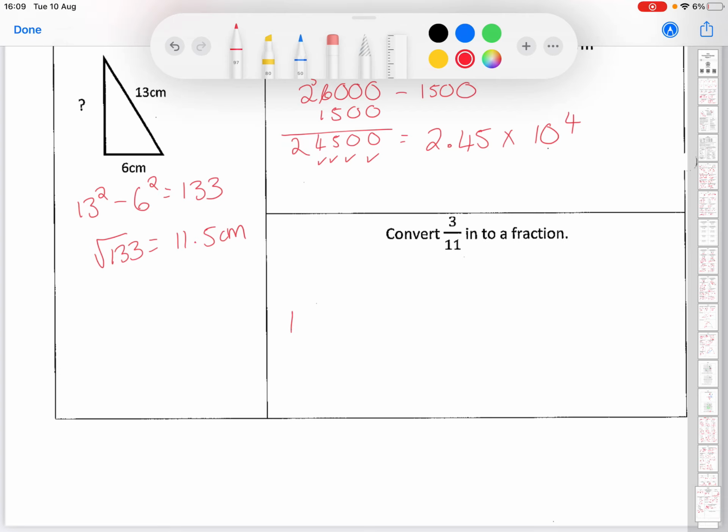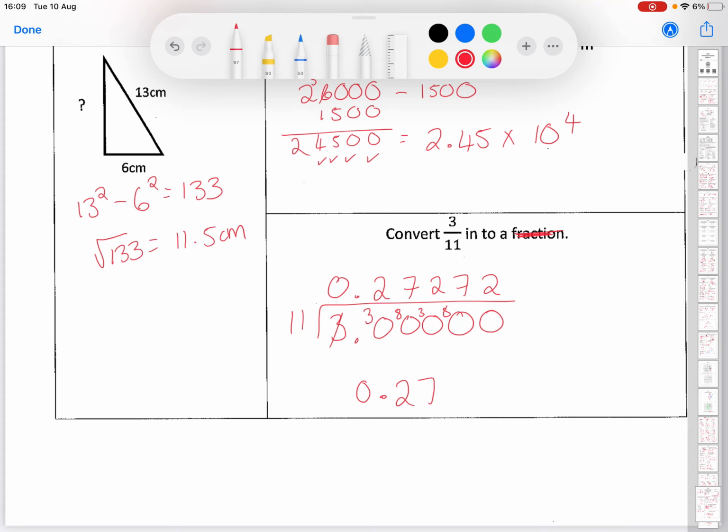And last one, we've got 3 over 11 in a fraction. This means we want how many times does 11 go into 3? I mean, it says fraction. It means decimal. So how many times does 11 go into 3? It doesn't go into it. So we carry our 3, our decimal moves straight up. How many times does 11 go into 30? It would go in twice because 22 remained at 8. How many times does 11 go into 80? It would be 7 because 77 remained at 3. How many times does 11 go into 30? It would be twice, remained 8, etc., etc.